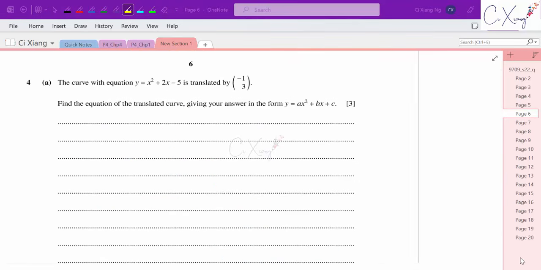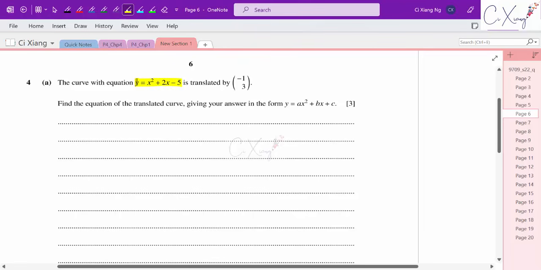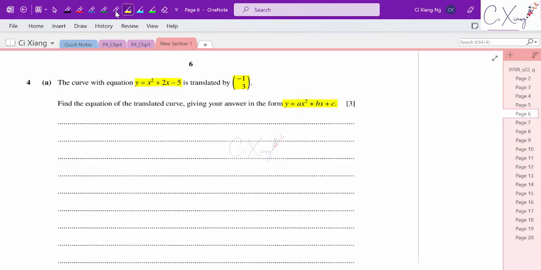We are at question number 4 now. They give us a curve with this equation, and then we have a translation of -1 and also 3. And they want us to find the equation of the translated curve, giving your answer in the form of this as a final answer. So for translation, if I want to move the x 1 unit to the left hand side, when we want to adjust the equation, we should move back the -1, where it will become x plus 1. That means I have to substitute all the x in my equation with x plus 1.